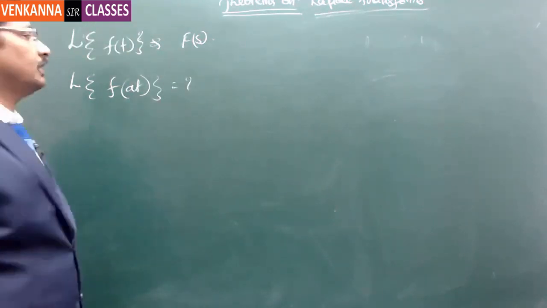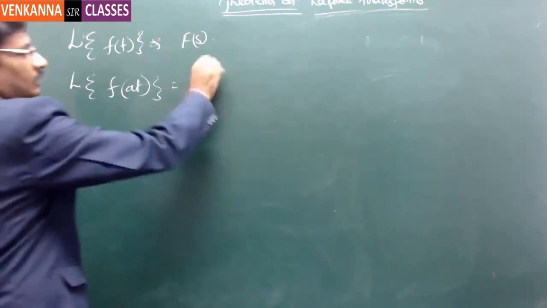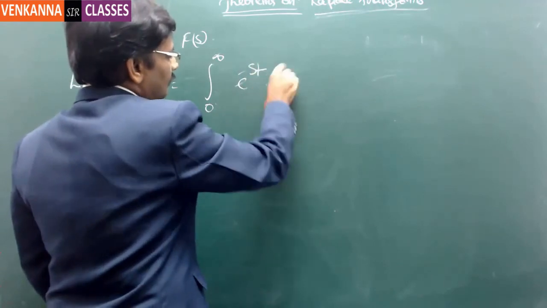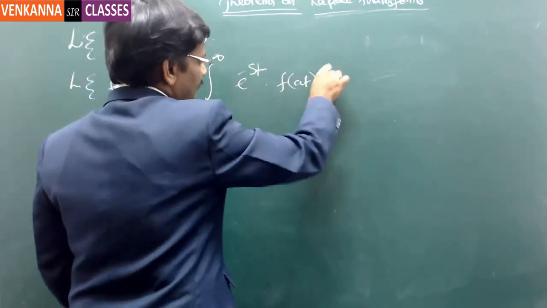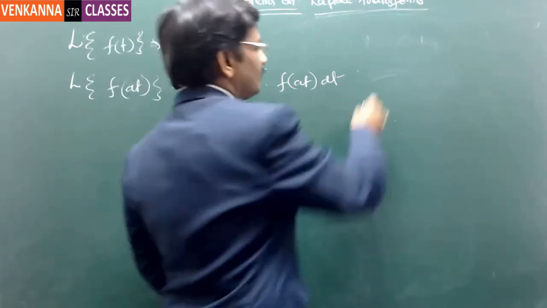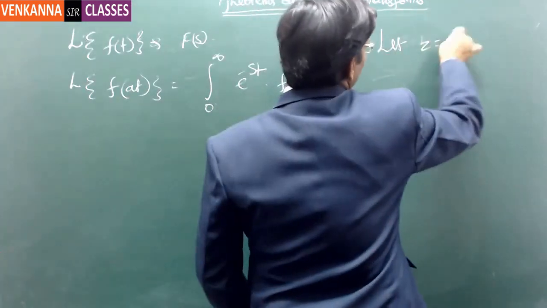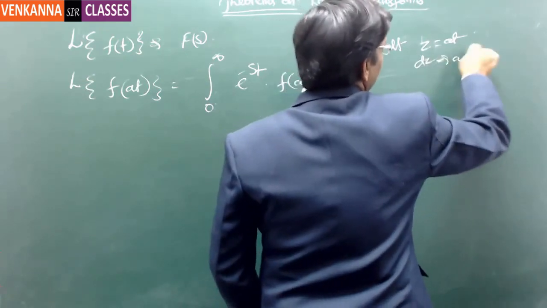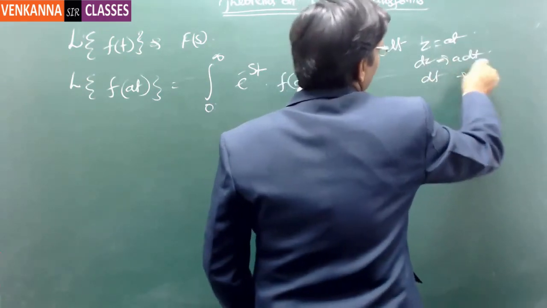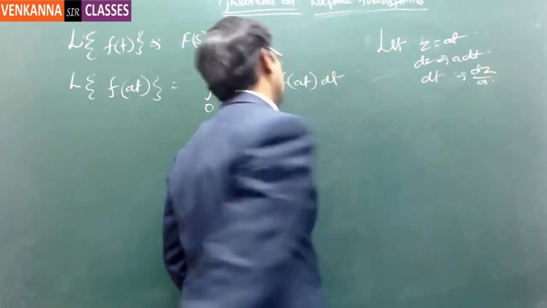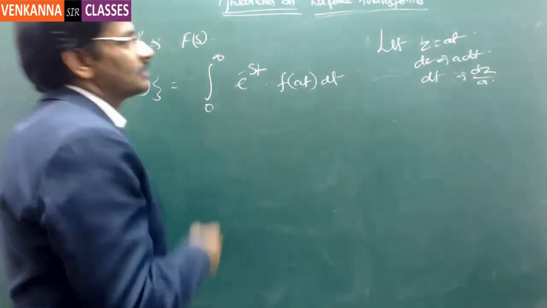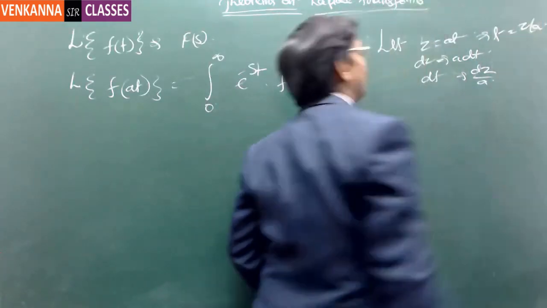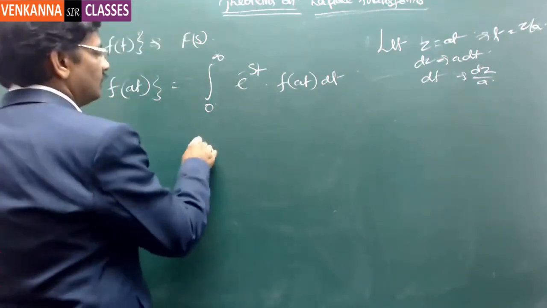If you want to find it out, it is the integral from 0 to infinity of e power minus st into f of at dt. Now to solve this integration, let z equal at. Then dz equals a times dt, or dt equals dz by a. Now if you replace it here, t you can also express in terms of z as z by a.